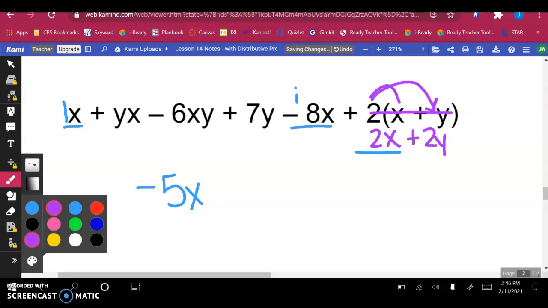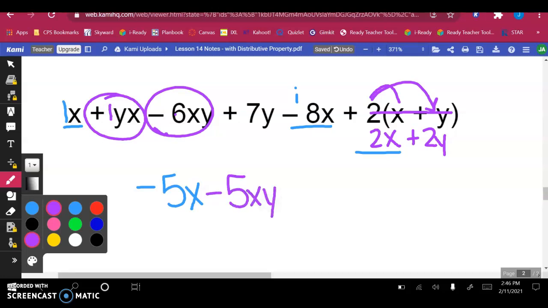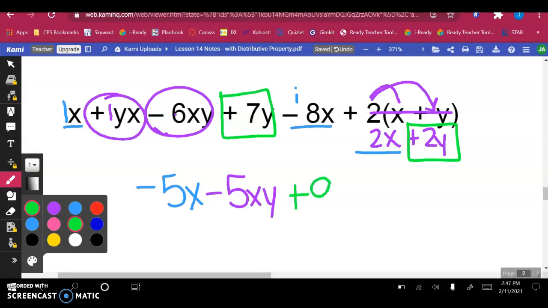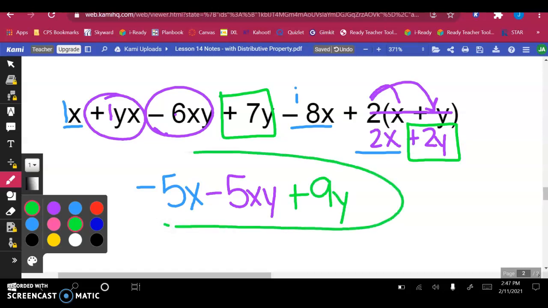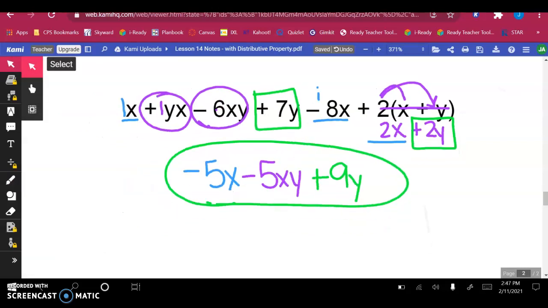So we've taken care of the x's. Then let's look for an x times y or a y times x. So I have that one and I have that one. So remember this is 1. 1 minus 6 would be negative 5xy. Then I have these y's. I have a 7y and a positive 2y. So 7 plus 2 is positive 9y. And I have combined everything that's in that long expression, and that's my final answer.